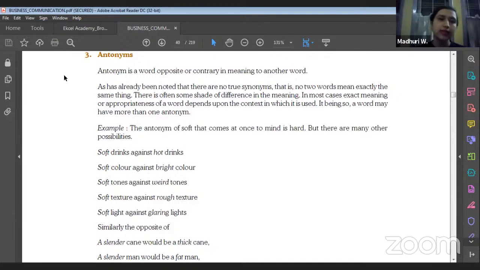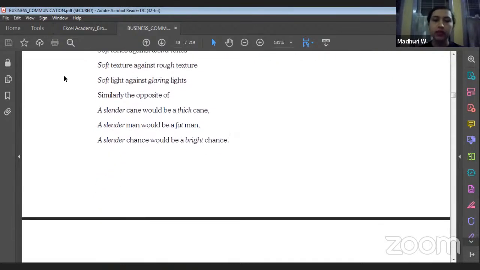Okay, so now let's move on to the next part, which is antonyms. So what exactly is an antonym? So Vishnu says that it's notionally opposite in meaning. Very good. An antonym is a word which is opposite or contrary in meaning to the other word, right? So it's basically talking about opposites.